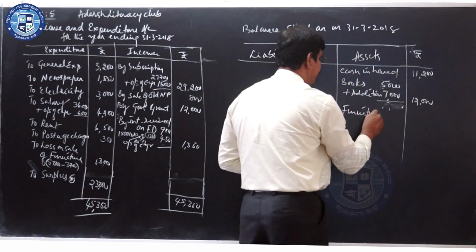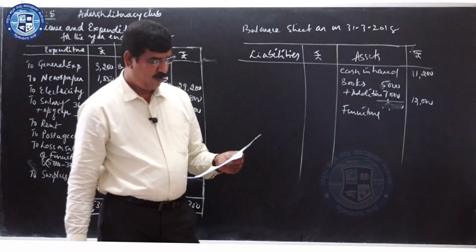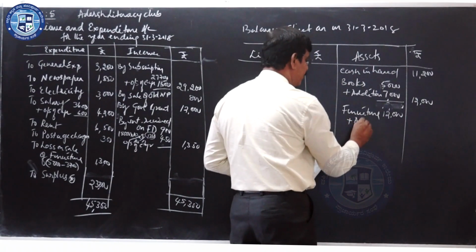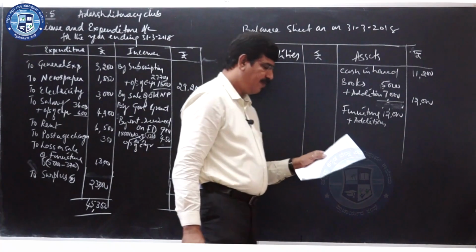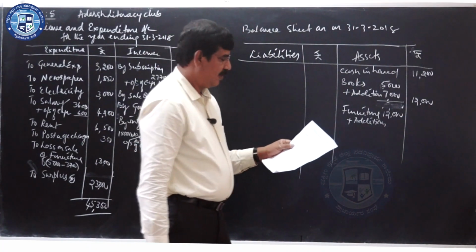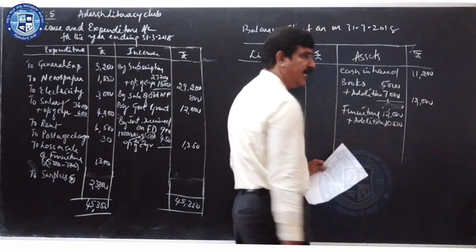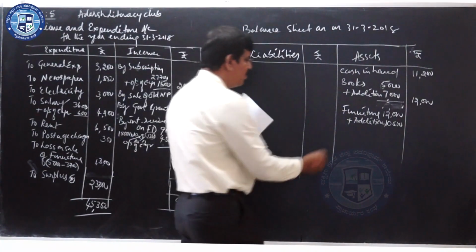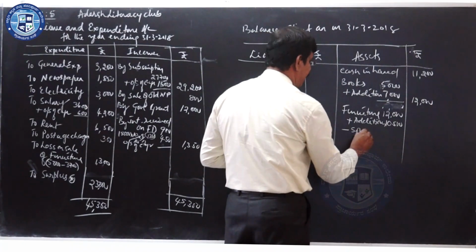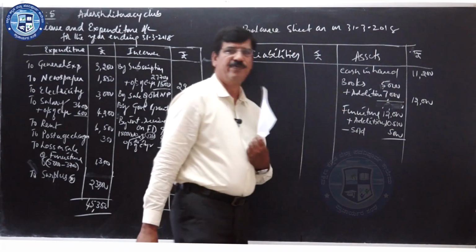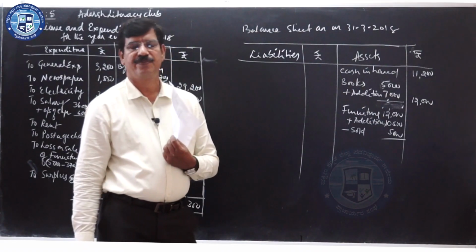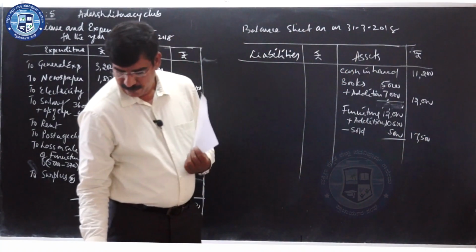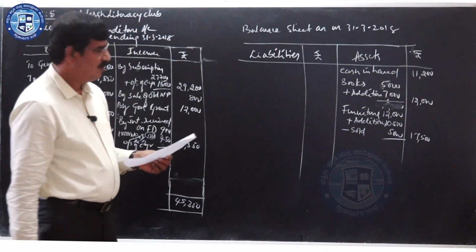Then comes furniture. The amount of furniture given in the opening balance sheet is 12,000. So if at all there are additions, you add that. So additions given in the payment side is furniture 10,500. This is the addition. Then some furniture is sold. So whatever is sold, the cost of those assets should be deducted, 5,000. So in the outer column, you have to write the balancing figure 17,500.